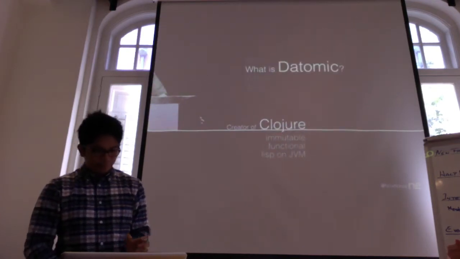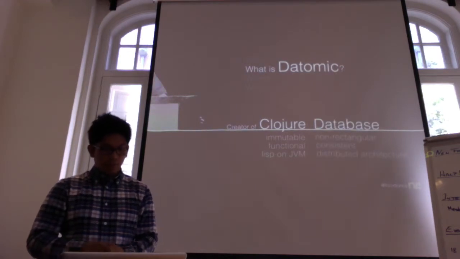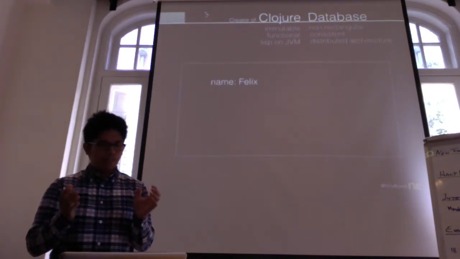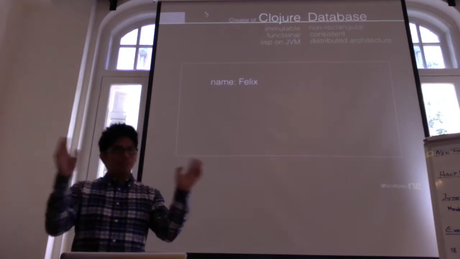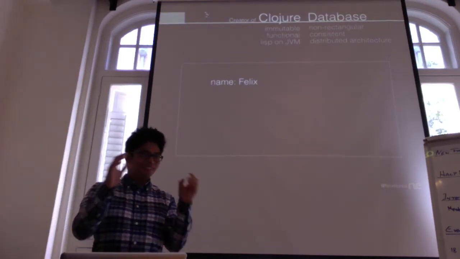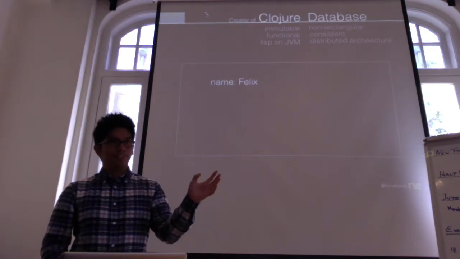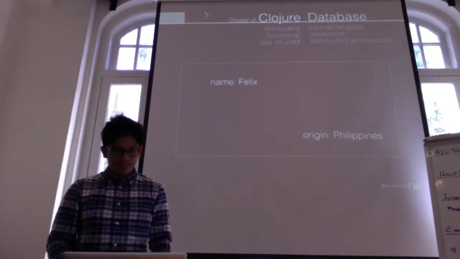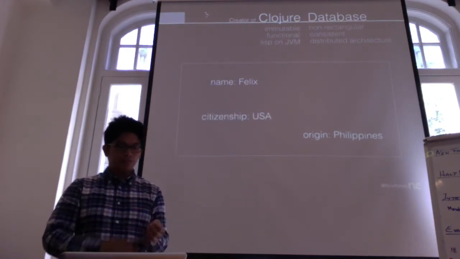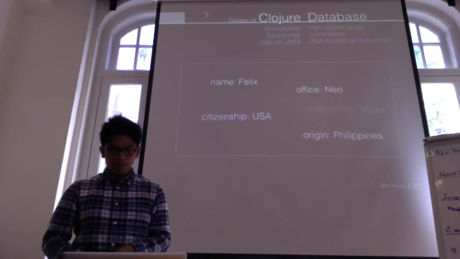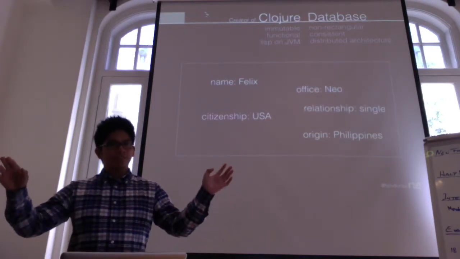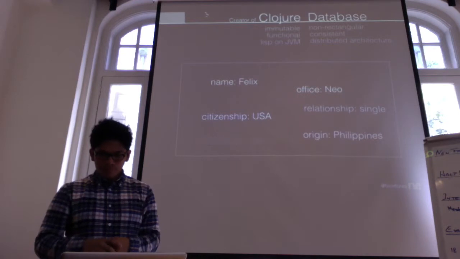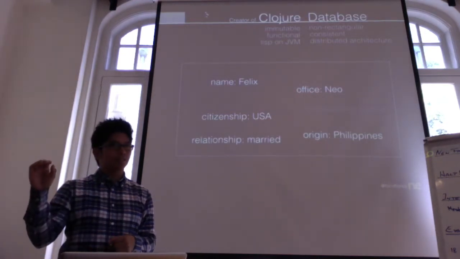So what's Datomic? It is a database that stores non-rectangular data. Let's put data, or facts, into this rectangle. My name is Felix, so that's a fact. My origin is Philippines, and my citizenship is the US. My office is Neo. Relationship, let's just say I'm single, but I can get married and say that I'm no longer single.